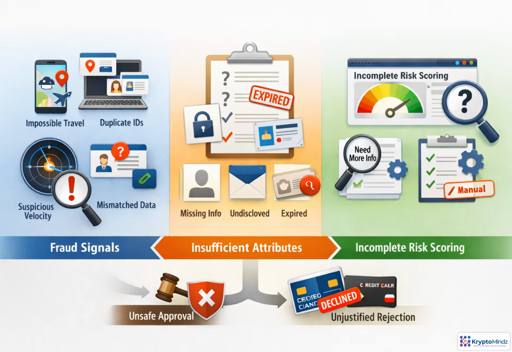Fraud systems combine multiple weak signals into a strong decision. Device anomalies, impossible travel, duplicate IDs, or high velocity might each be explainable alone, but together they escalate risk. Sometimes the problem isn't bad behavior, it's missing or expired attributes, so the model can't be confident. In that situation, the safest move is to pause, collect more data, or route to review. Well-designed models always output reason codes to justify every action.